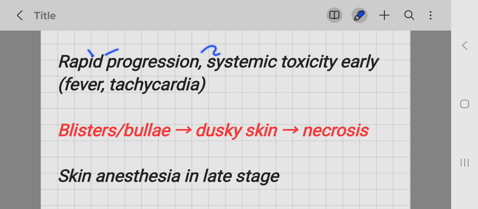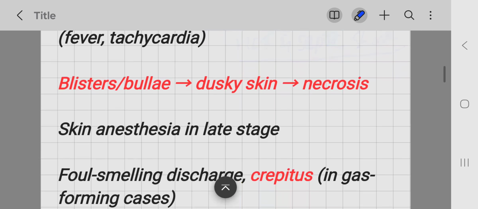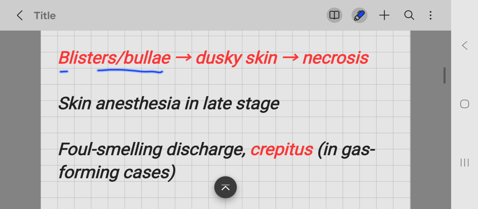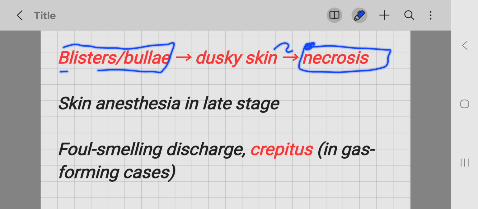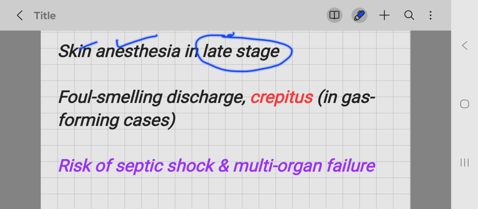It has rapid progression. It leads to systemic toxicity very early, leading to multi-organ failure and sepsis and septic shock. So you have to act faster. There may be blisters or bullae appearance, and there may be necrosis of the underlying structures. In case of later stages, there is skin anesthesia. That is, you can't feel anything on the skin.